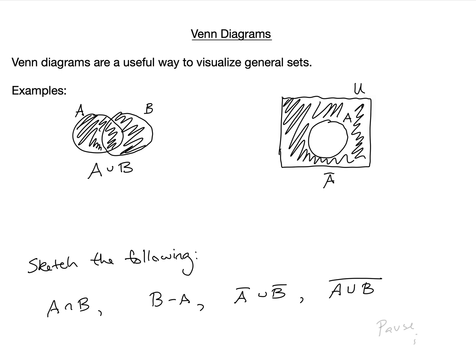So I'd like you to sketch the following sets: A intersected with B, B minus A, complement union B complement, and A union B complement. Pause and try those out.